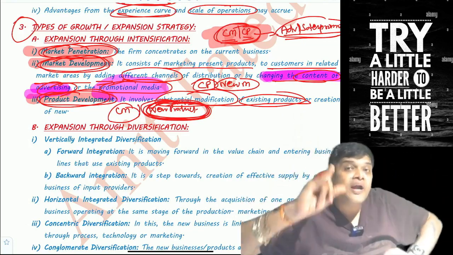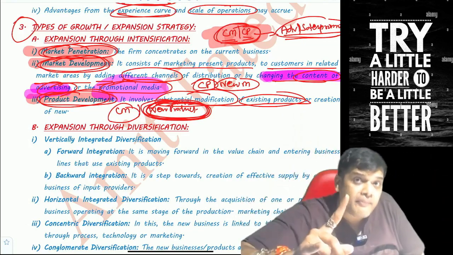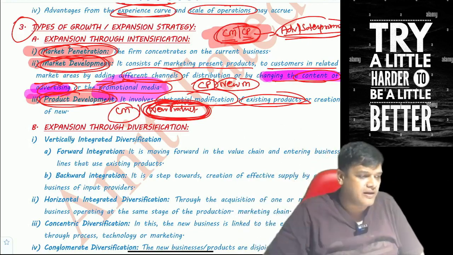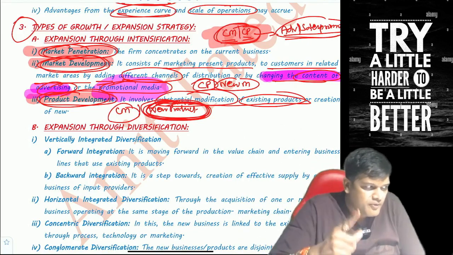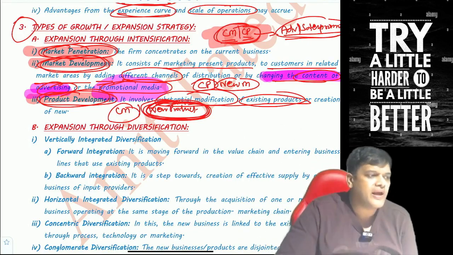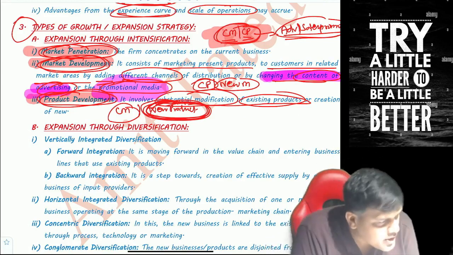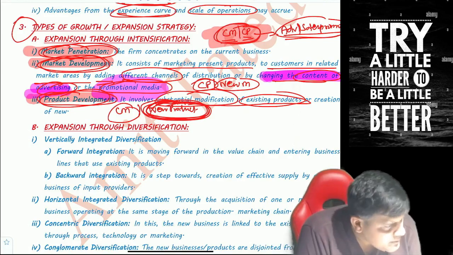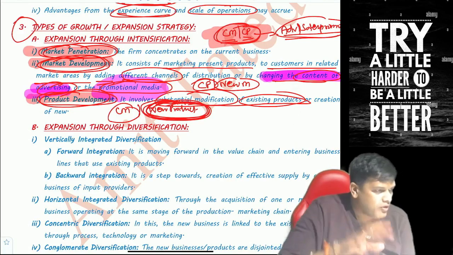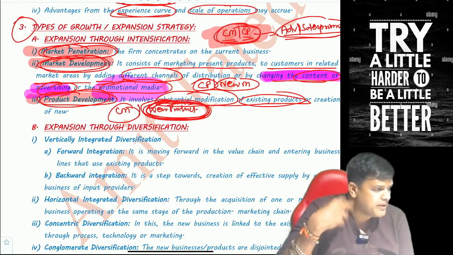Then how will it be market penetration? I am doing an ad one time on Instagram, and I will be running the ad 2 times on Instagram. Now tell me, if I am doing an ad on Instagram 1 time and then 2 times, that is market penetration. Everybody, I do think now the concept is clear: market penetration, market development, product development.